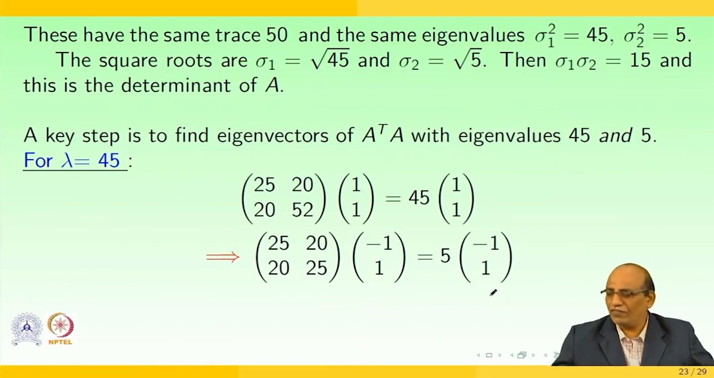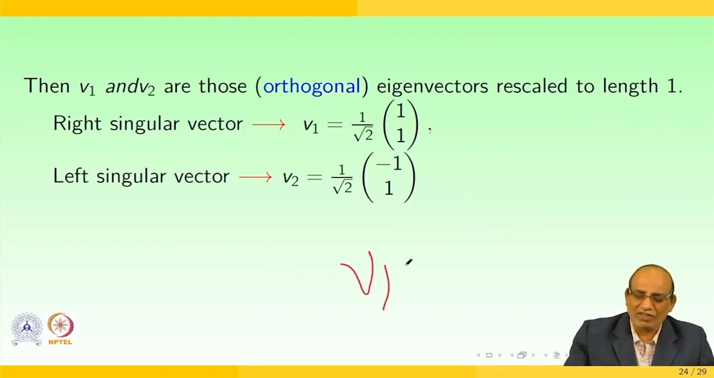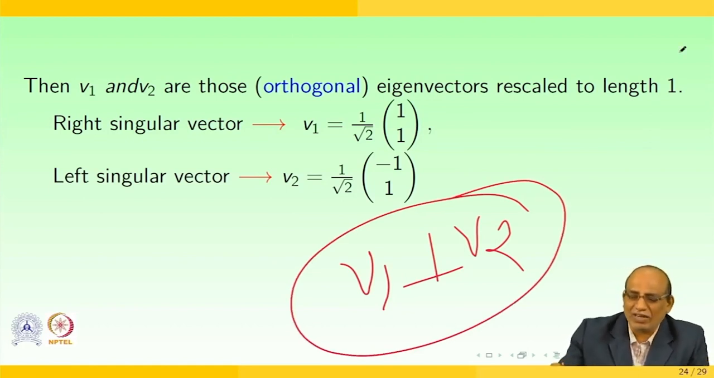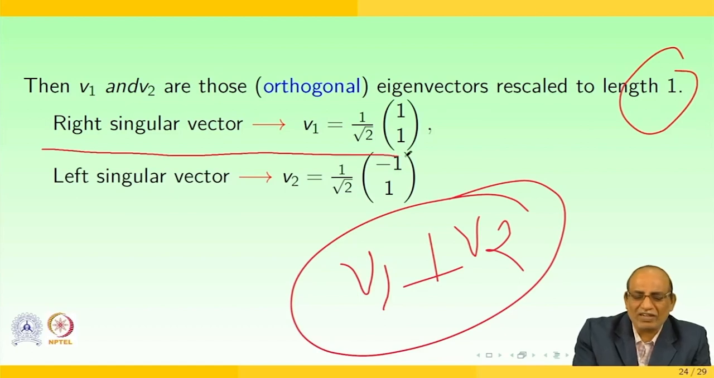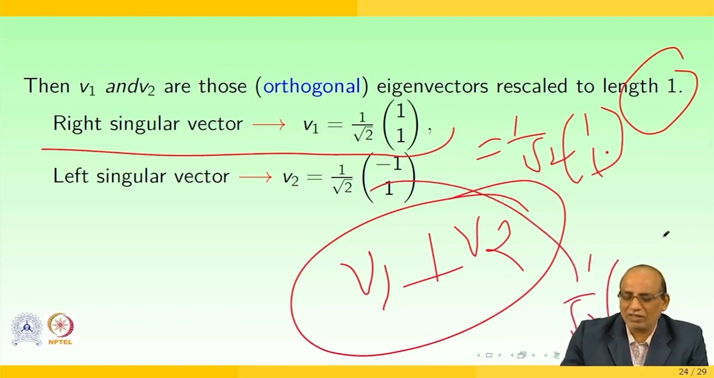Well, if you do that, V1 and V2 are orthogonal vectors. That means V1 is orthogonal to V2. So, the eigenvector rescaled to length 1, let's say. The right singular vector turns out to be V1 equals 1 by square root of 2 times (1, 1), and in this case, 1 by square root of 2 times (-1, 1).